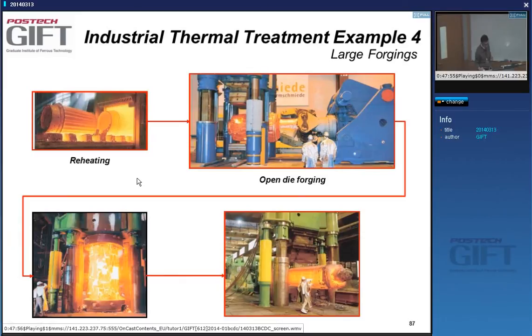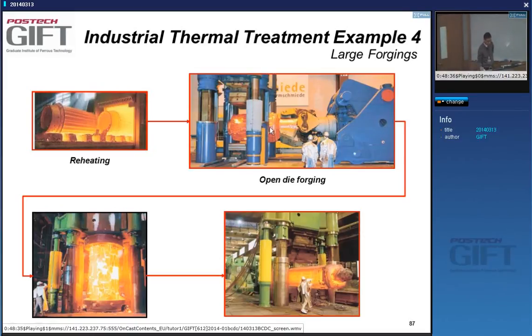So I gave you an example of a strip that is being heat treated, some bars that are being heat treated, and a crankshaft. But there are some huge steel parts that are being heat treated. Take for instance very large forgings, which are commonly heat treated. For instance, we use these cylindrical ingots here.